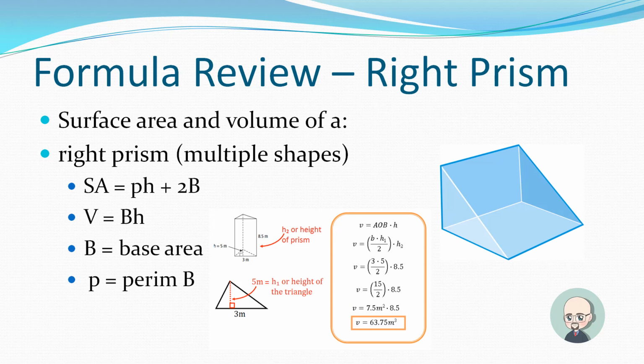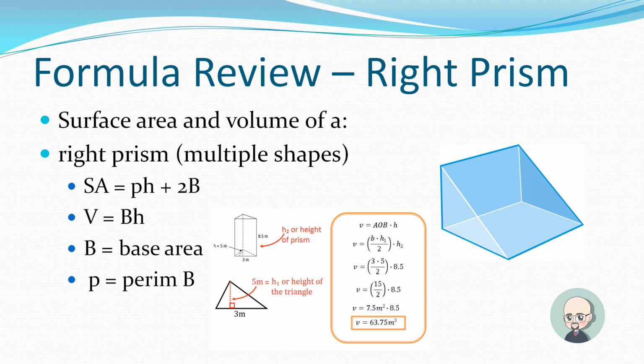Okay, let's do a right prism. Prisms tend to show up a decent amount of time on the exam, so be mindful of this one. The surface area of the prism is the perimeter of the base times the height plus 2 times the base area. So let's look at the perimeter of the base. That would be the distance around the base.